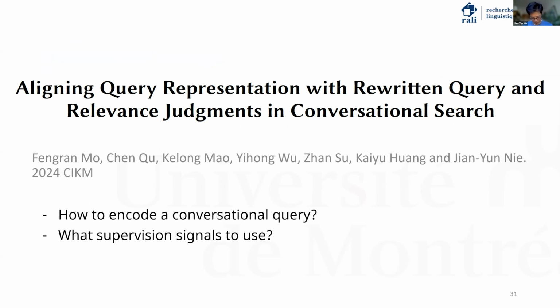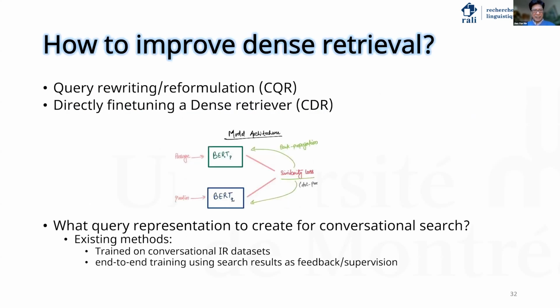Now I'm going to go quickly about what we can do to create a query representation. So instead of rewriting a query and submitting it to a search engine, can we create some representation for the conversation query? And can we incorporate other signals for supervision to create this representation?